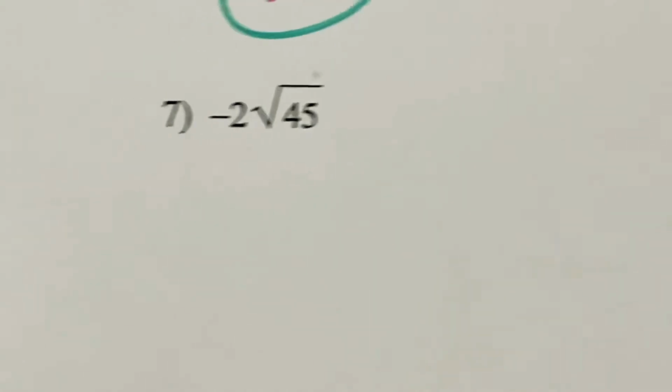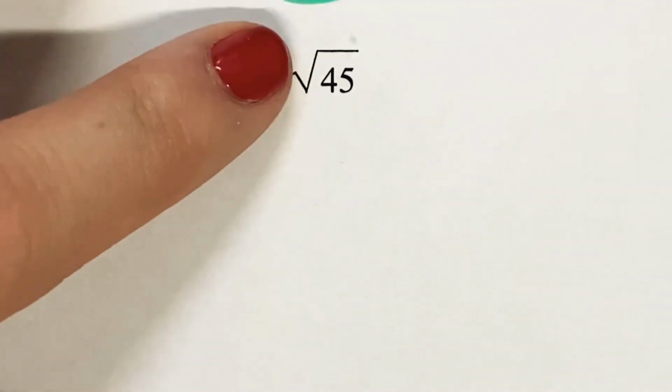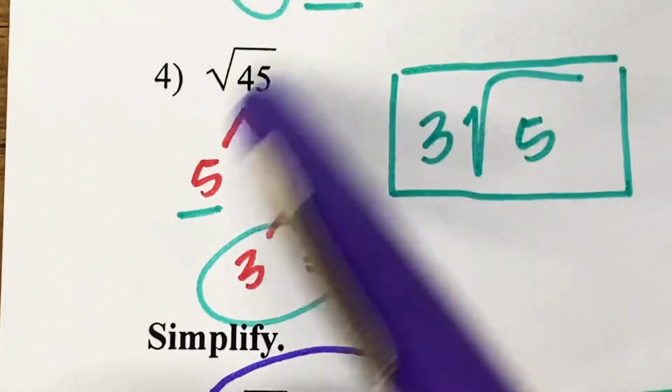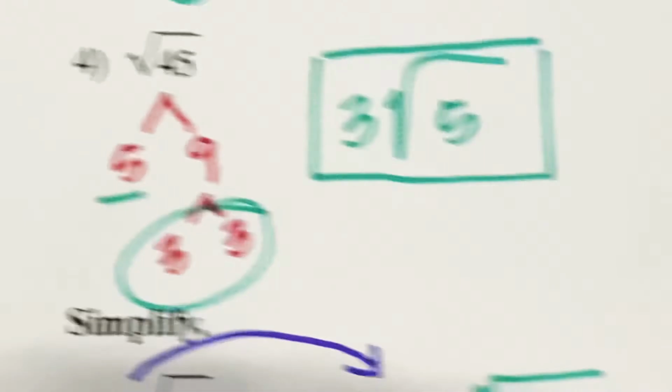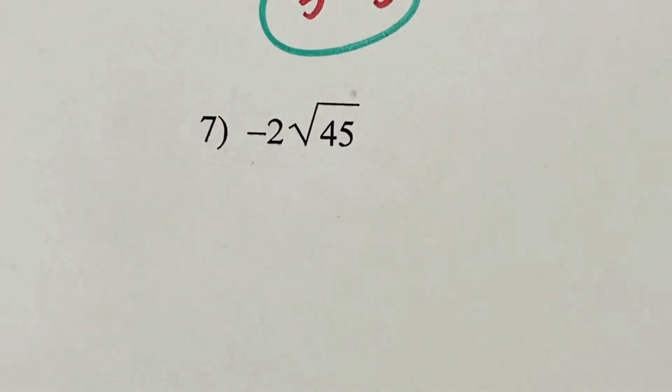Let's look at number 7. So again, we have a number that's waiting out there, so we're just going to ignore it for now. But look at root 45. Didn't we already break down root 45? Why would we want to break it down again? If we wanted to, we can do the exact same thing.